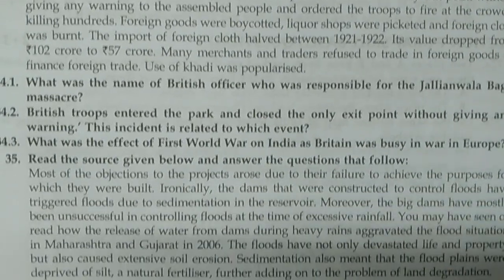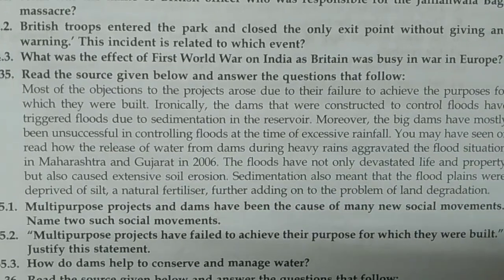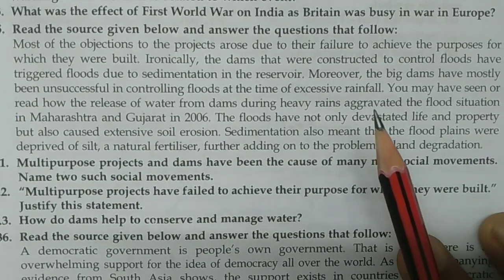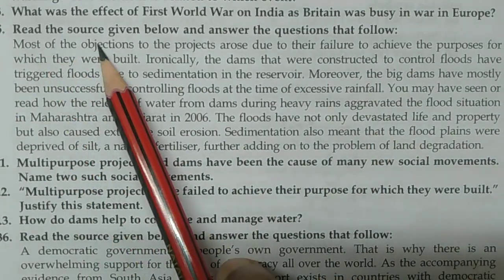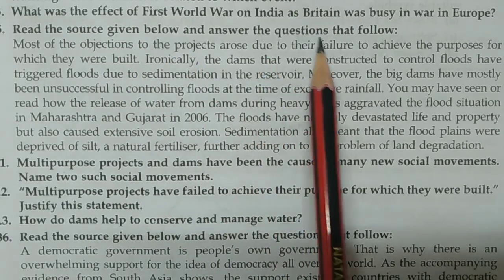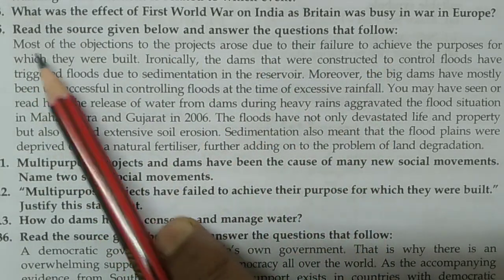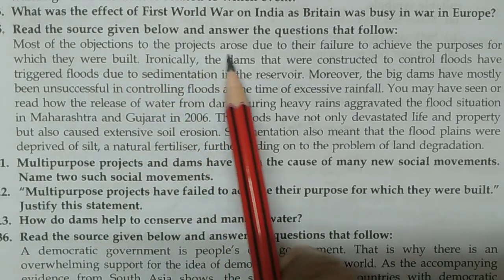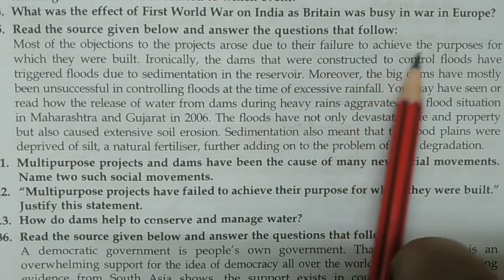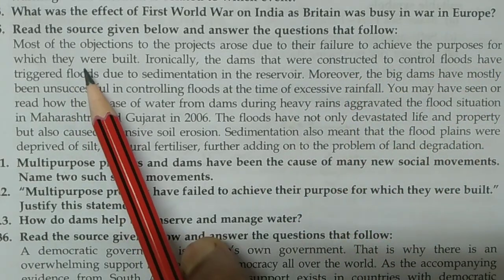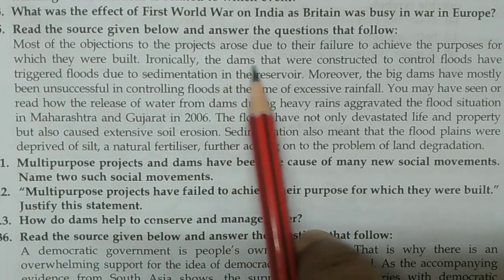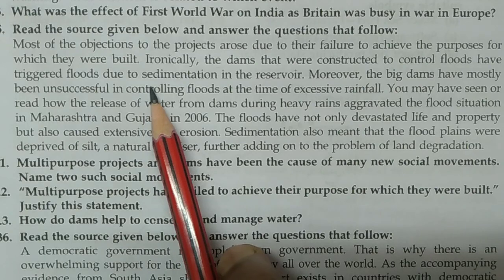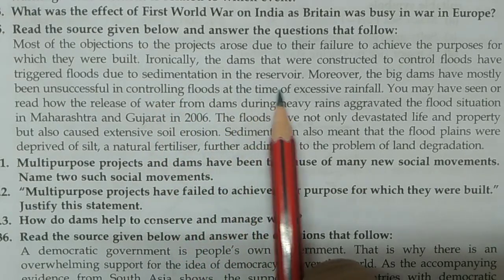Now come to the next case-based study question. It's question number 35. Now we will cover from here. Read the source given below and answer the questions that follow. Given that most of the objections to the projects arose due to their failure to achieve the purposes for which they were built. Ironically, the dams that were constructed to control floods have triggered floods due to the sedimentation in the reservoir.